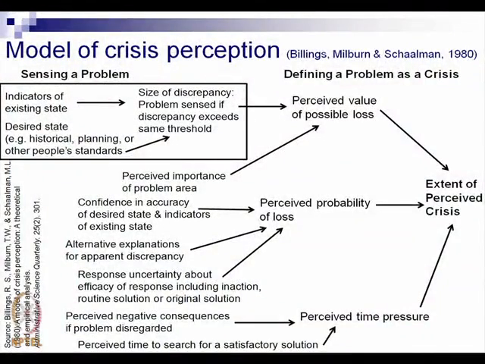Okay, how do you define a problem as a crisis? You sense a problem, there are indicators of existing states. Now, before we go into this, remember we had talked about antecedent conditions in conflict management. That model can be extrapolated to pretty much anything in human behavior. You have antecedent conditions, you have something that is perceived, you have something that is felt, it manifests itself, there is an aftermath that feeds back into this whole situation. The same thing happens here.